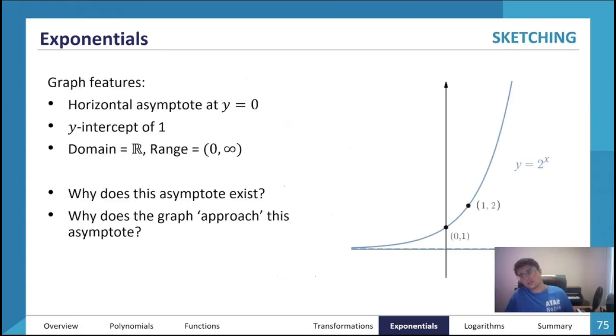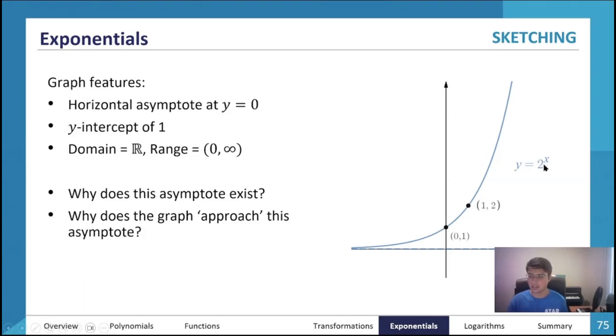Okay, so in terms of graphing exponential equations, there's a couple of features to the graph. The first thing is that there's going to be a horizontal asymptote, and it's going to be at y equals 0. You can see that here in the graph of y equals 2 to the x. We also have a y-intercept of 1. No matter what our base is, it's always going to intercept at 1. So remember that.